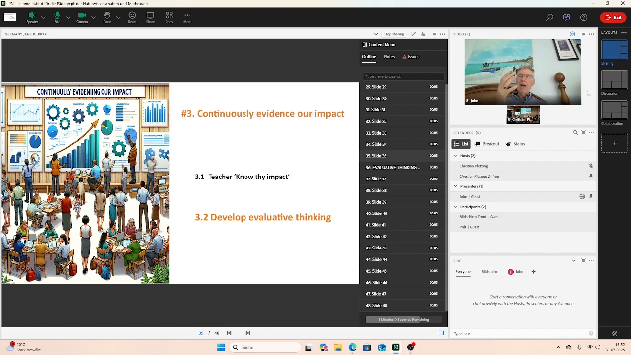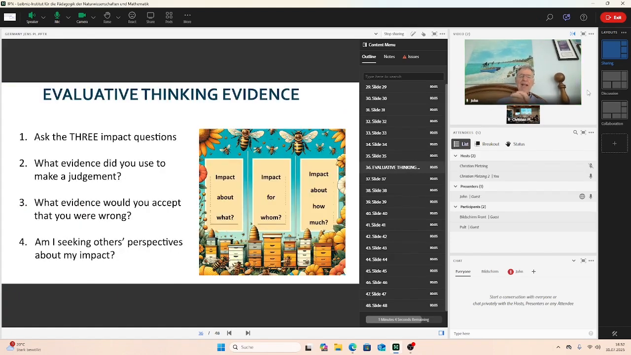Now, what I just said, it's a different way of thinking about assessment. I said earlier, it's less about what teachers do and more about how they think. So what is that thinking? Well, we call it evaluative thinking. And evaluative thinking asks, firstly, the 3 impact questions. What did I teach well today? And what did I not teach well? Who did I teach well? And who did I not teach well? And how much progress did I make today with these students?